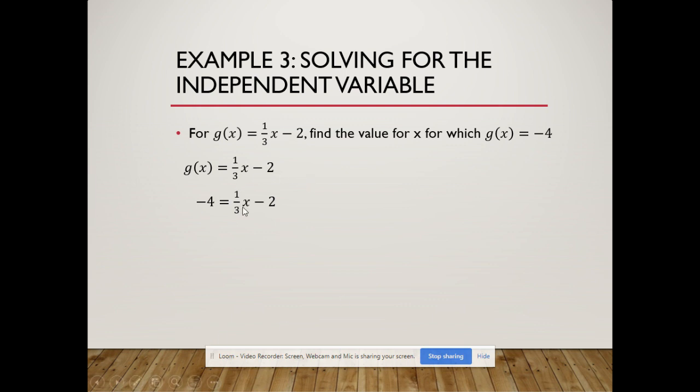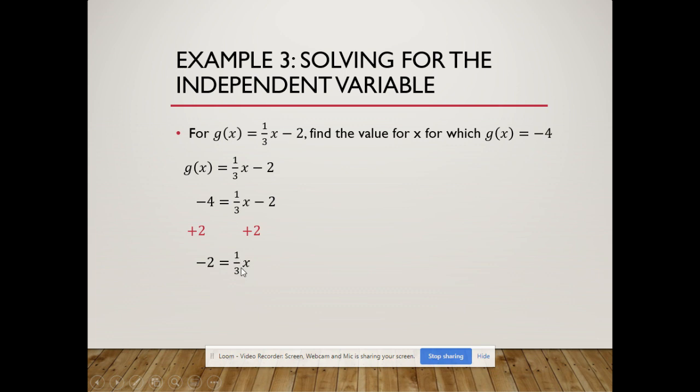I've got this multiplying by 1/3 and then -2. I'm going to deal with the -2 first. We'll add 2 to both sides. So -2 plus 2 is 0. Anything plus 0 is still itself. -4 plus 2 is -2.